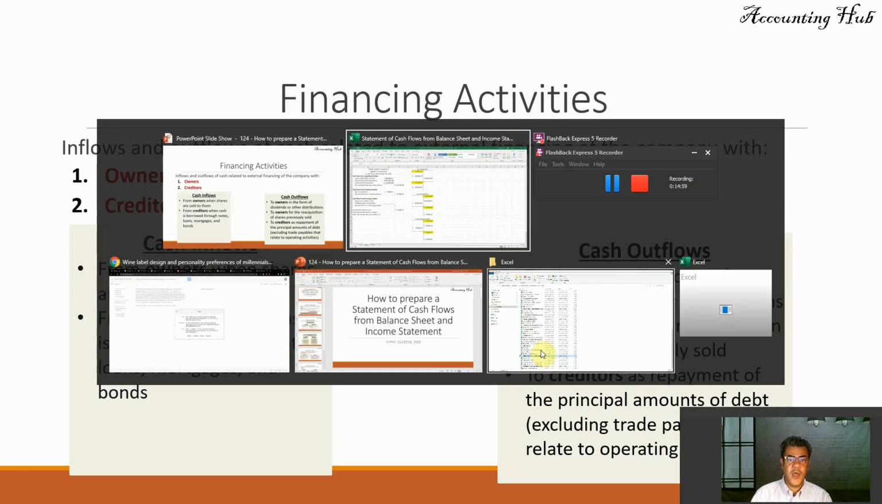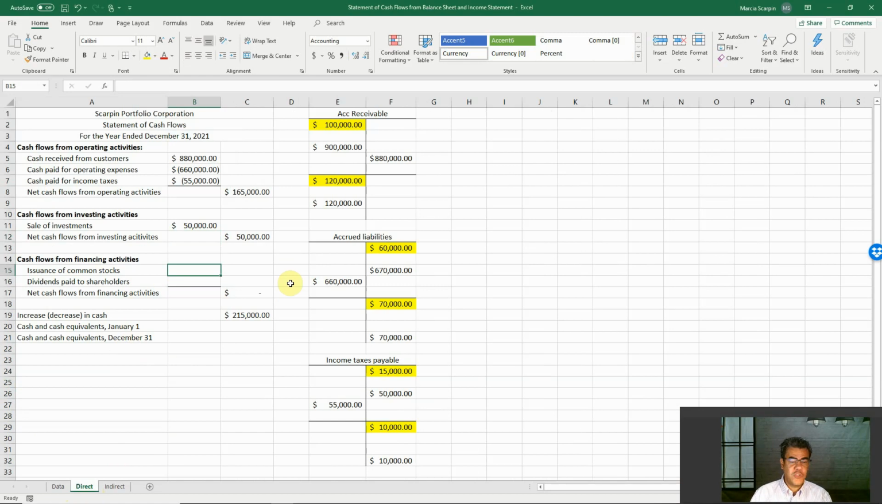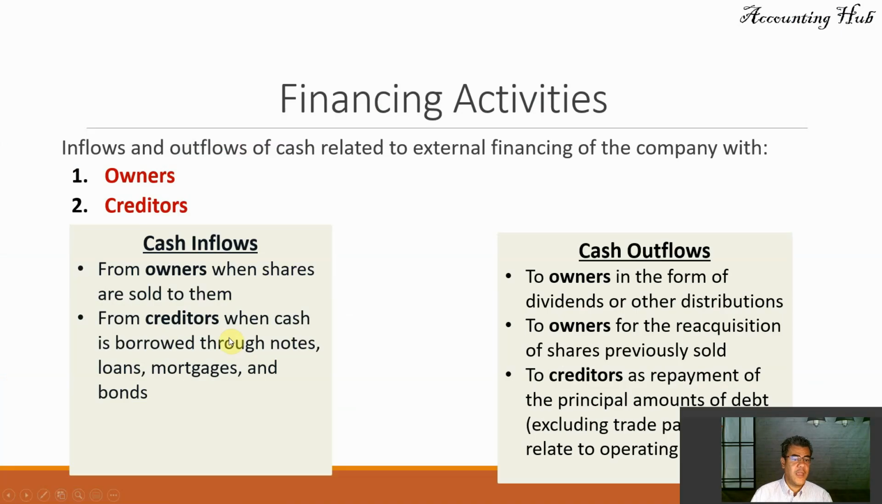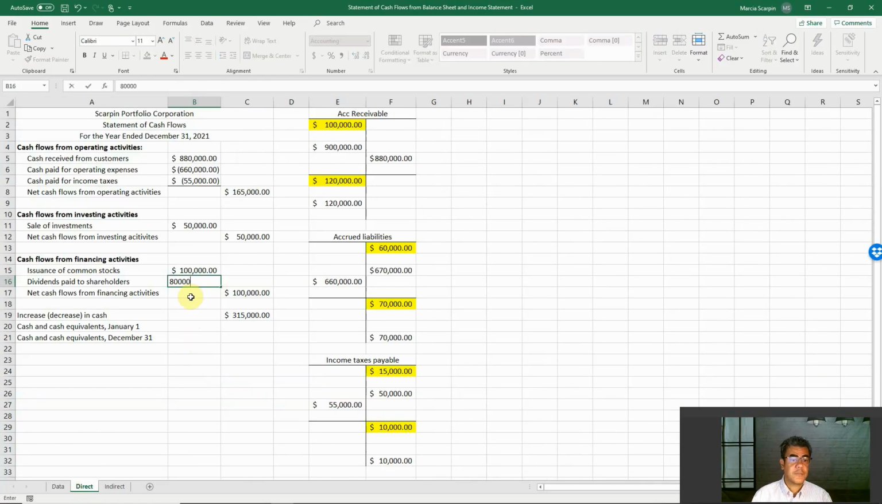So let's go here to our cash flow. Common stock was issued. So here we have an inflow. An inflow here, issuance of common stocks, $100,000. We have no long-term liabilities here, but we pay 80,000 in cash dividends. So 80,000 cash dividends. So paid, negative number, $80,000 here. So the increase or decrease in cash is 235 when we combine our three activities here.